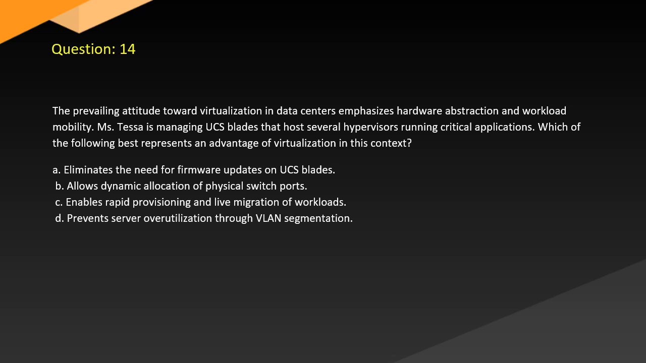Question 14. The prevailing attitude toward virtualization in data centers emphasizes hardware abstraction and workload mobility. Mr. Tesso is managing UCS blades that host several hypervisors running critical applications. Which of the following best represents an advantage of virtualization in this context? A. Eliminates the need for firmware updates on UCS blades. B. Allows dynamic allocation of physical switch ports. C. Enables rapid provisioning and live migration of workloads. D. Prevents server overutilization through VLAN segmentation.